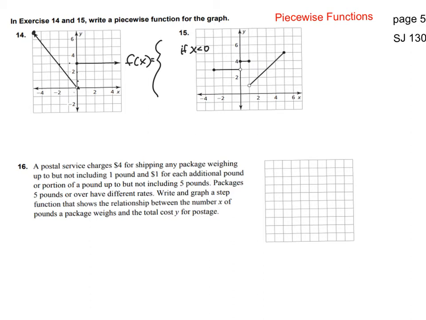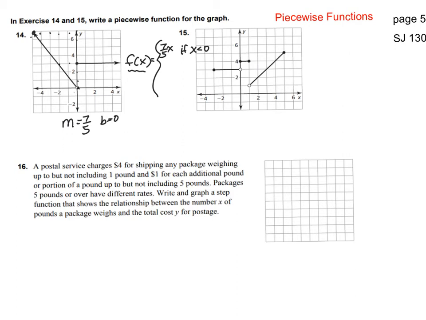Count up 1, 2, 3, 4, 5, 6, 7. To the left, 1, 2, 3, 4, 5. So my slope is 7/5 with the y-intercept of 0. So when you have a slope of 7/5 and a y-intercept of 0, to write that equation in slope-intercept form, it's y equals 7/5 x plus 0, but you don't put your plus 0.